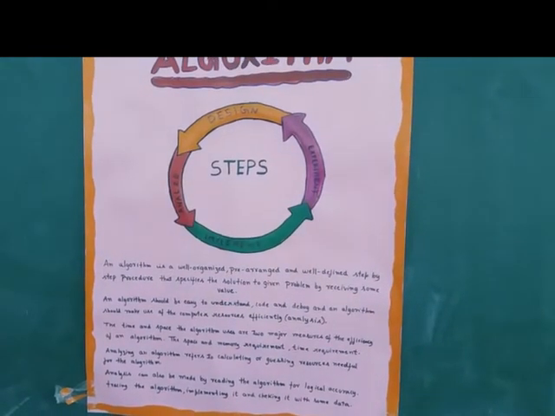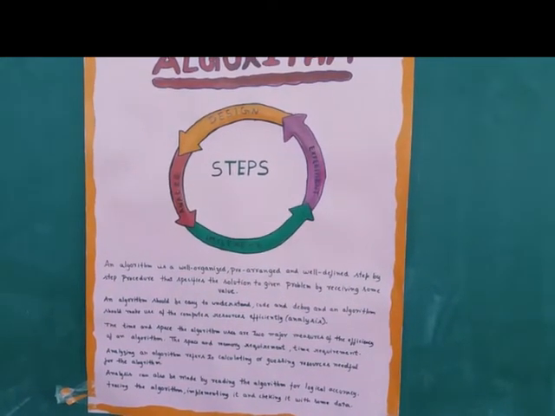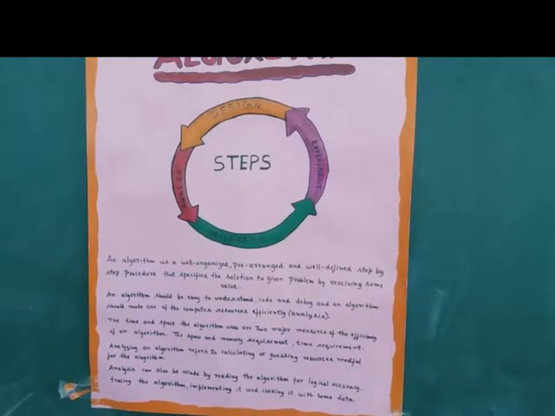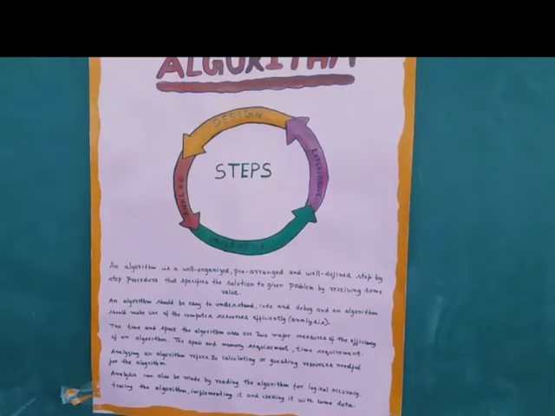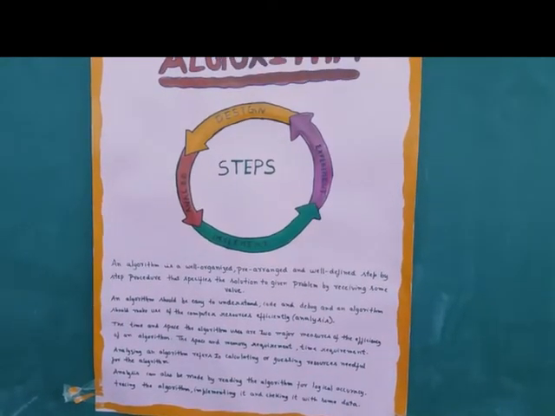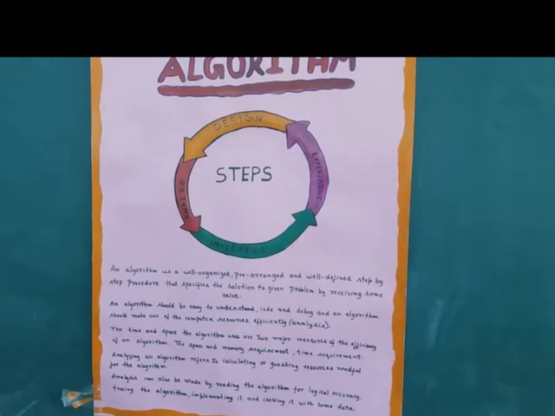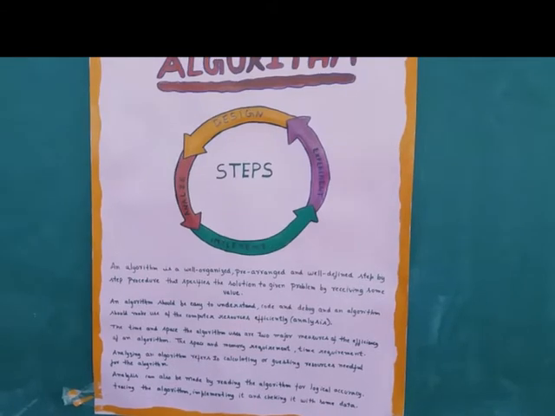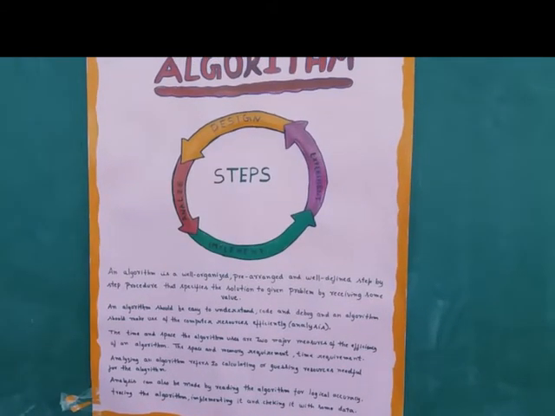Analysis of a particular problem is a very important step to solve a problem, and time and space efficiency also play a prominent role in designing an algorithm, so that the resources of a computer will be efficiently used. Analysis can also be made by reading the algorithm for logical accuracy. Tracing the algorithm, implementing it and checking it with some data will be efficient for a programmer to solve a problem.